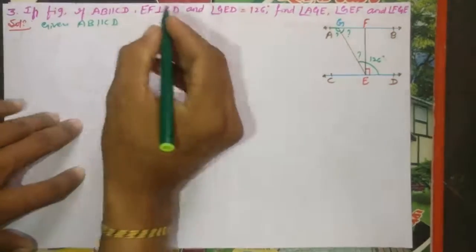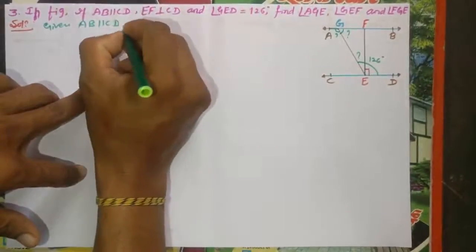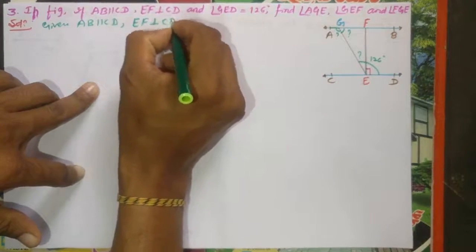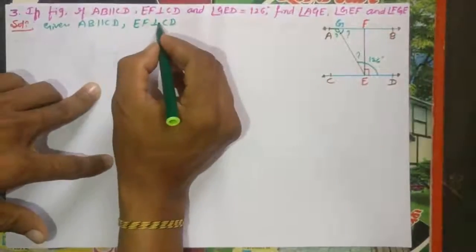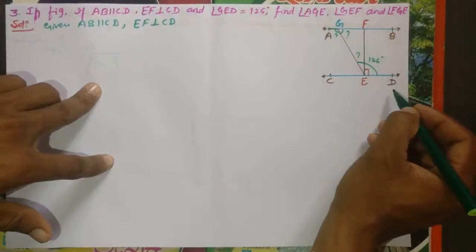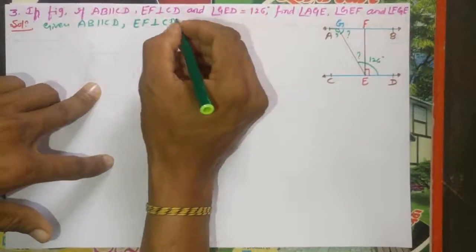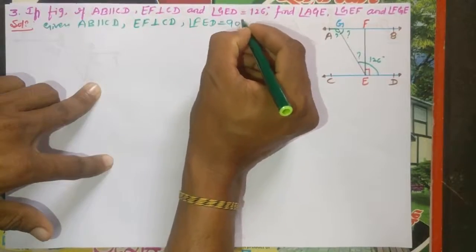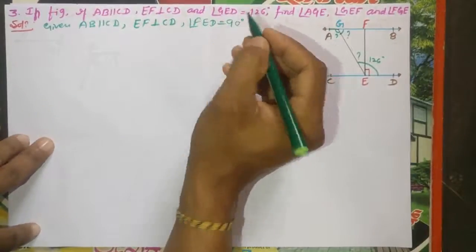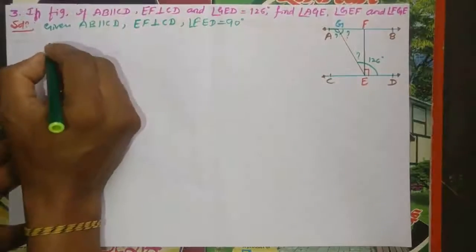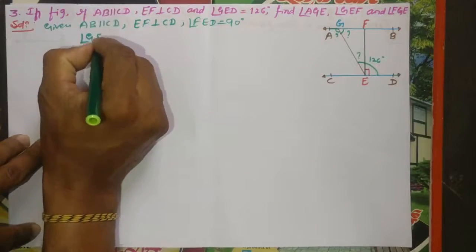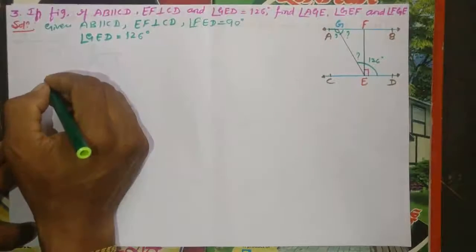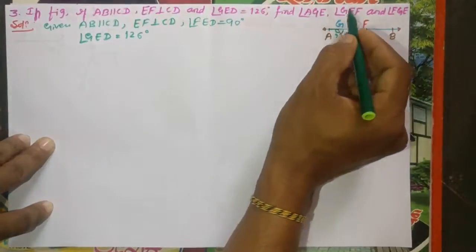AB is parallel to CD, and EF is perpendicular to CD. Then if EF is perpendicular to CD, angle FED is equal to 90 degrees, right? Also given here, angle GED is equal to 126 degrees. Now we need to find out angle AGE, GEF and FGE.